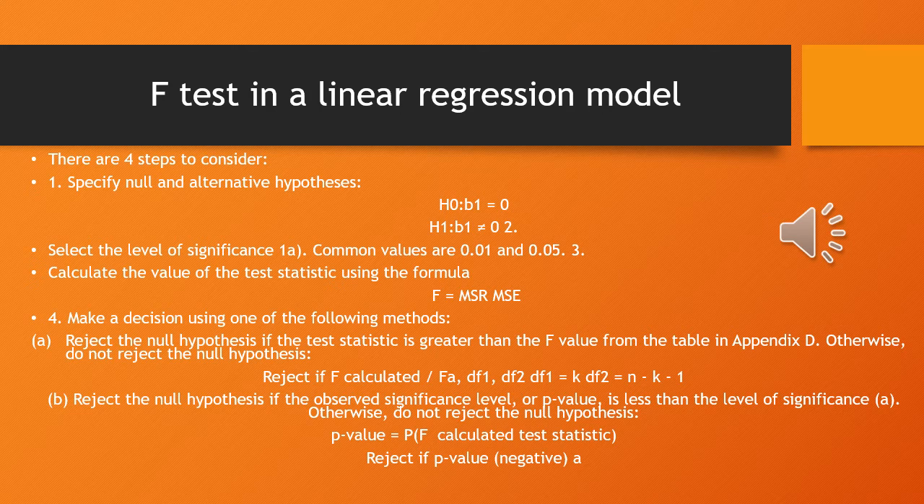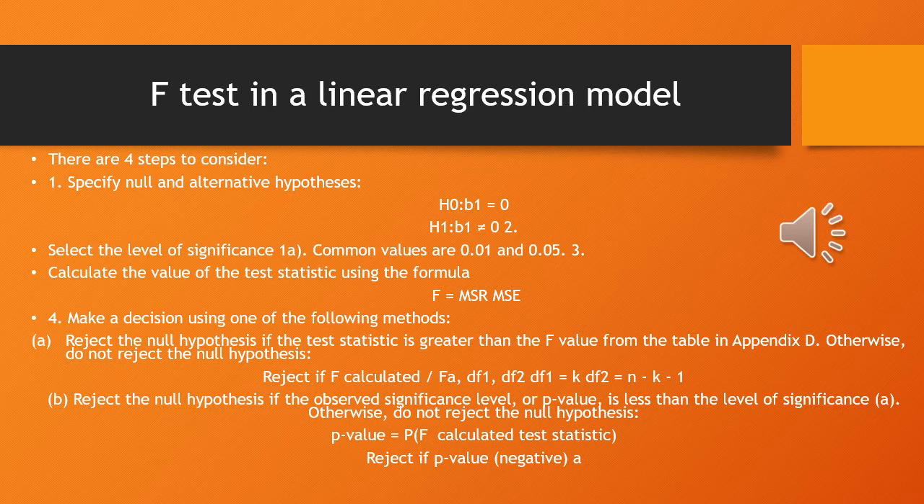Then we must select the level of significance. So this includes common values such as 0.01 and 0.05. Then we must calculate the value of the test statistic using the formula F equals MSR divided by MSE.